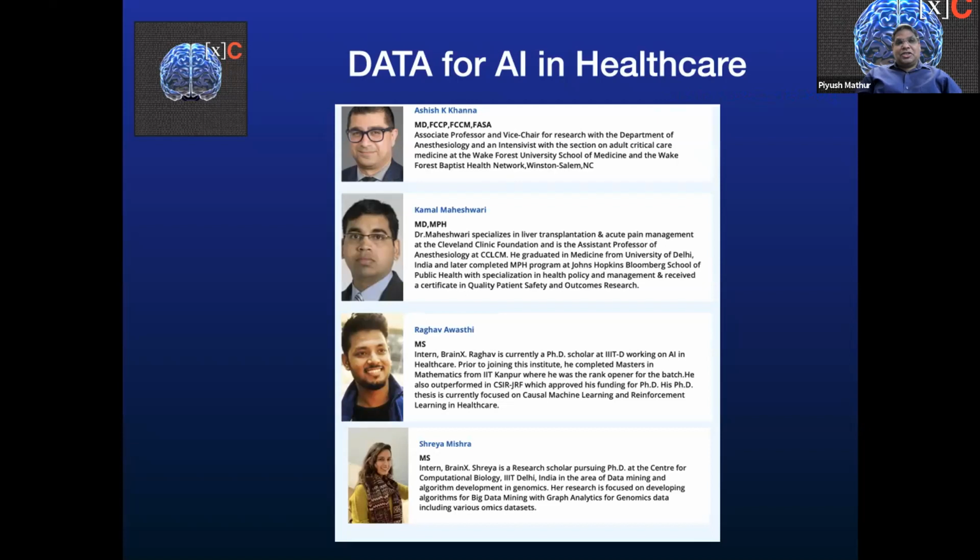that. So again, this particular session is focused on data, and we have some great speakers: Dr. Ashish Khanna, who is also the co-founder of BrainX and BrainX Community, Dr. Kamal Maheshwari, who's again the co-founder of BrainX and BrainX Community, both of them with extensive research and collaboration backgrounds, and then very proud to feature our BrainX interns, Raghav Awasthi and Shreya Mishra, who've been working with us, and in a short period of time have been very successful in developing some unique solutions for AI, but have also helped us learn what some of the challenges are while we deal with data in healthcare.